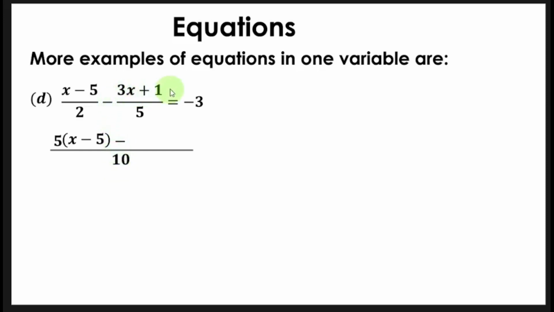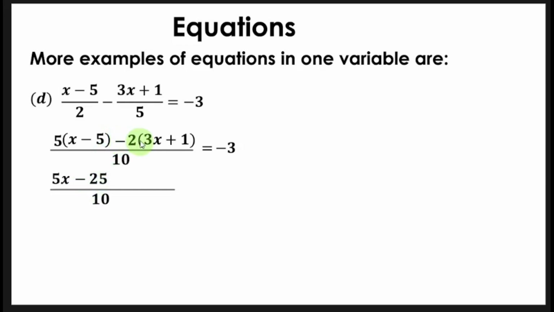2 times again this term here. So you say 2 times this term, put it in brackets, equals negative 3. Then you need to clear out the brackets. So you say over 10. You clear out the brackets by multiplying 5 with everything inside the bracket. So say 5 times x, 5x. Then 5 times minus 5, which will be minus 25.